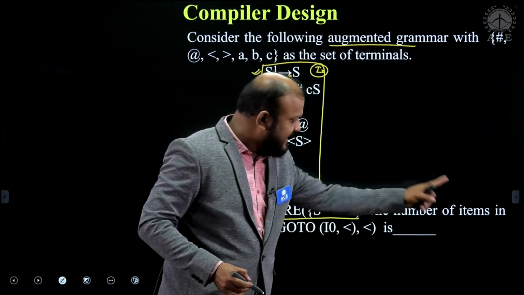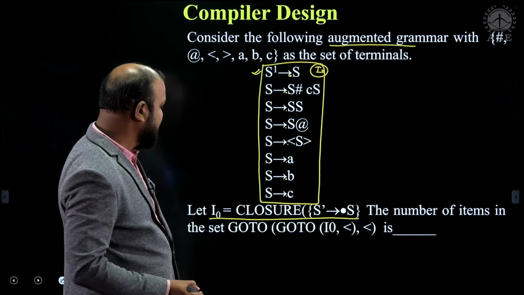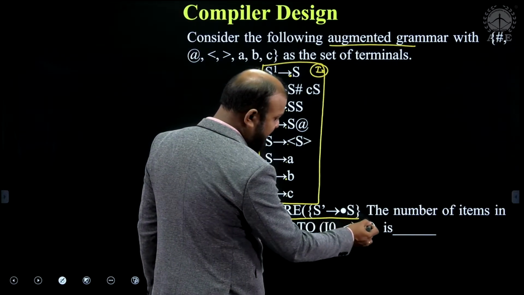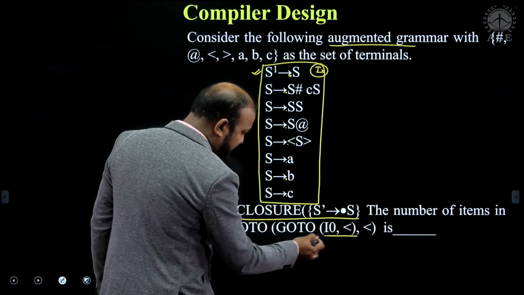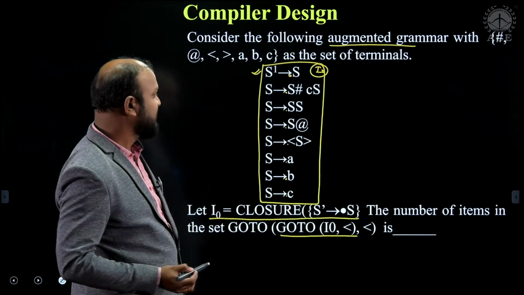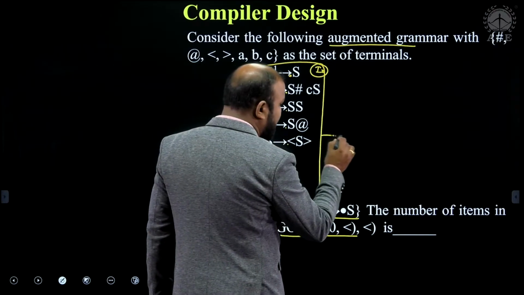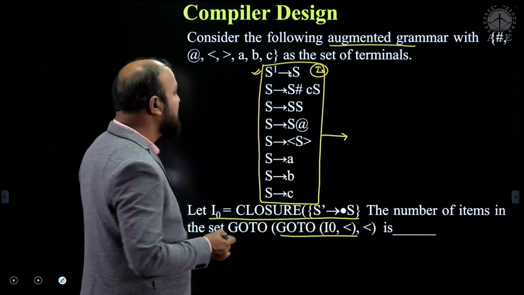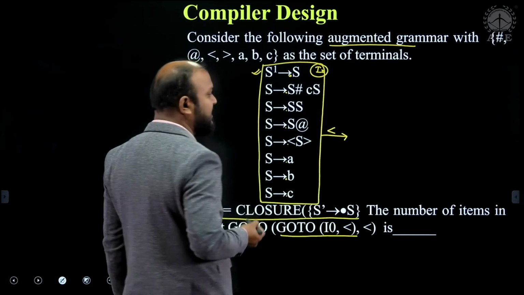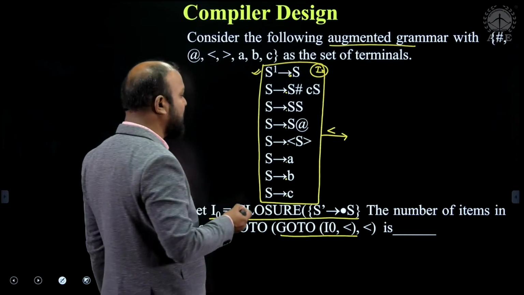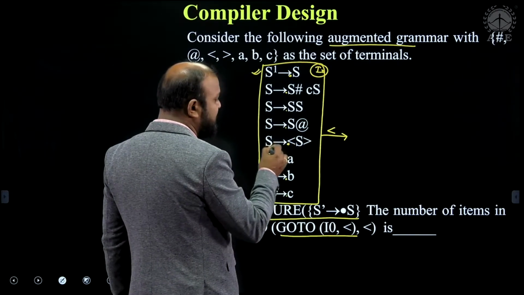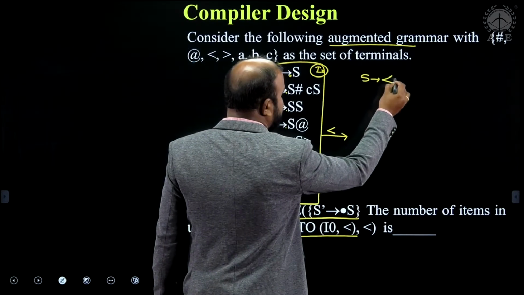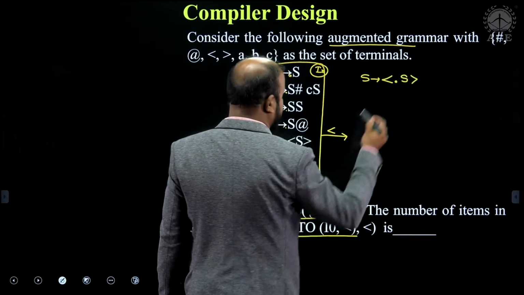The number of items in the goto of I0 comma lesser is. First we will find goto of I0 comma lesser. It means we need to make a transition from state I0 to some state I1 on input lesser. If you move dot 1 position to the right on input lesser, here you see only one possibility, that is S tends to lesser dot S closure.